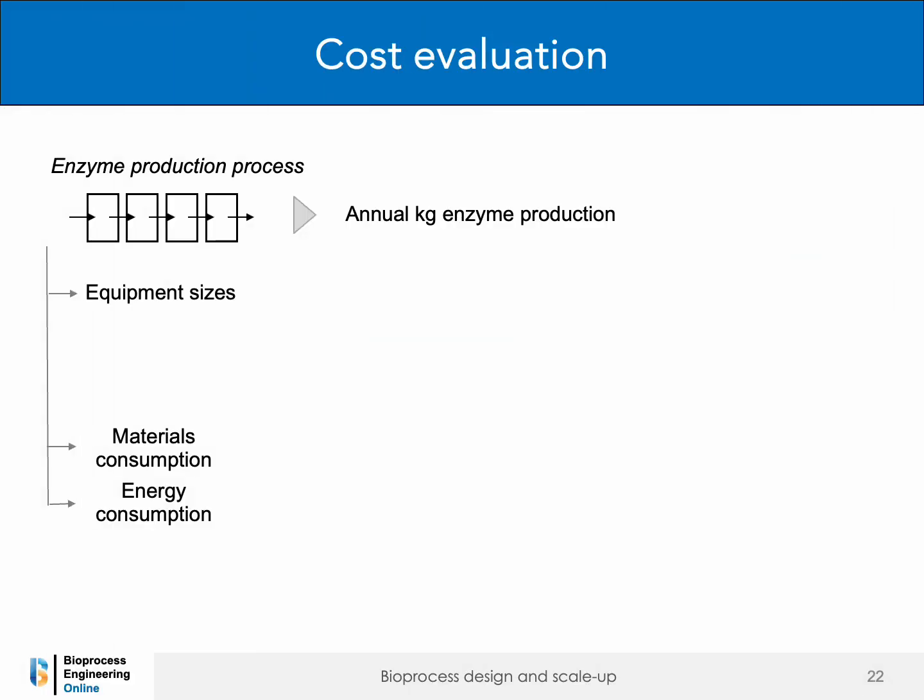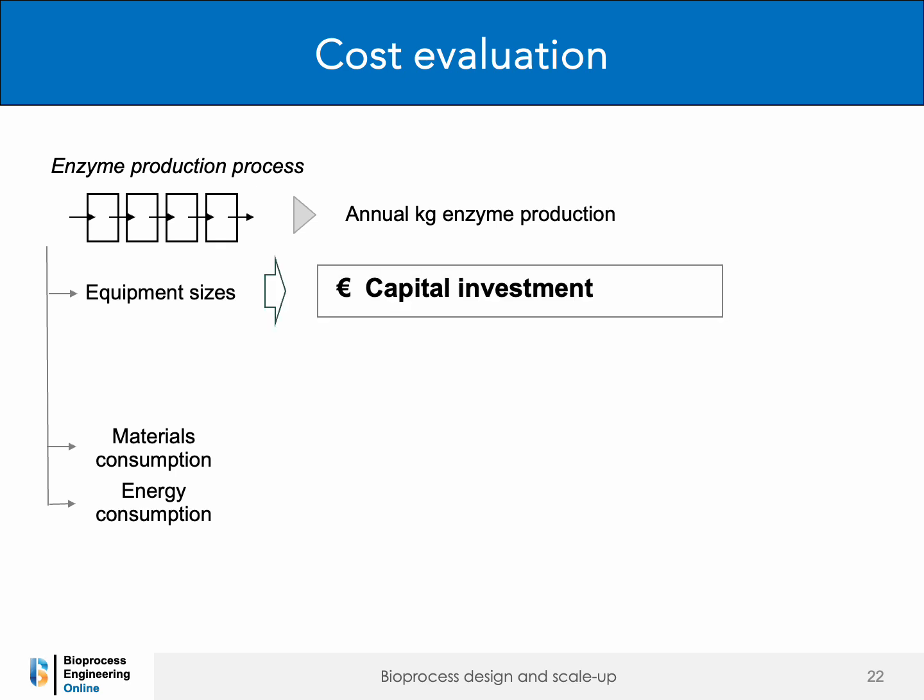The initial phase of the economic analysis involves evaluating the investment cost, which encompasses the capital required for equipment acquisition, installation, and operational setup. In the case of the enzyme production process, this investment totals approximately €3,500,000. Subsequently, the second step revolves around determining the annual production cost per kilogram of enzyme.